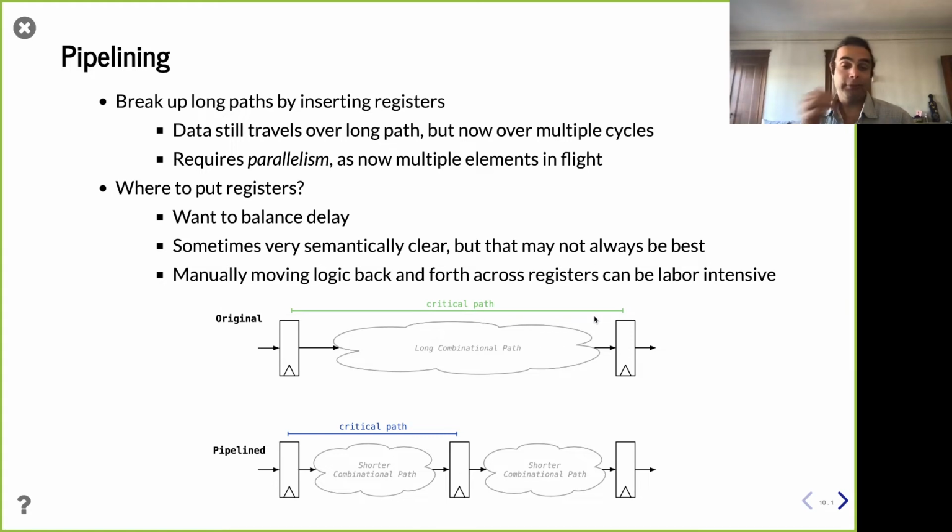Now you go attack that path, right? And so when it comes to pipelining, like I said, right now, the way we have our languages used and the way we approach things, we need humans to go in and put the registers into the design. I wish it wasn't the case, right?